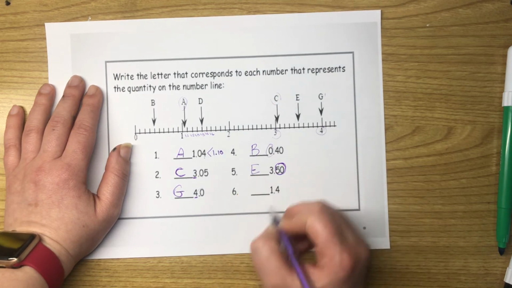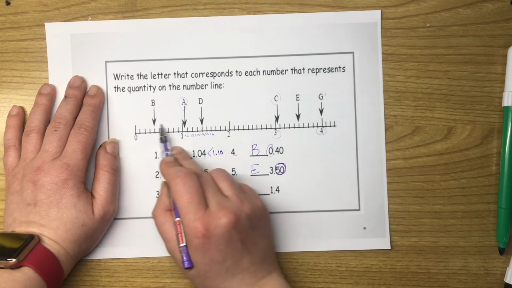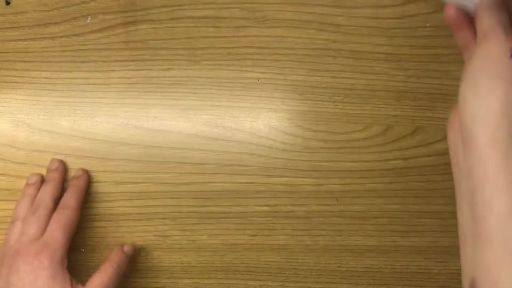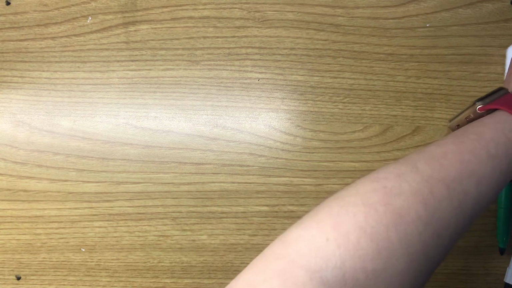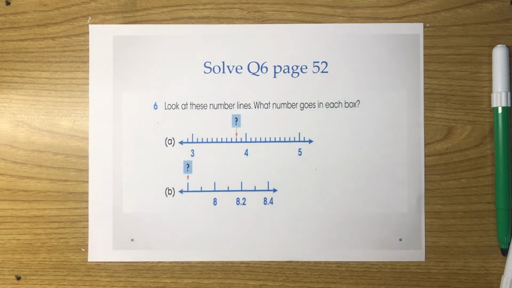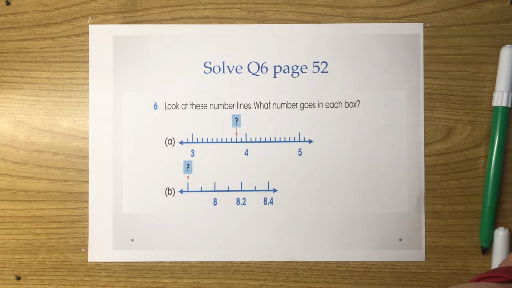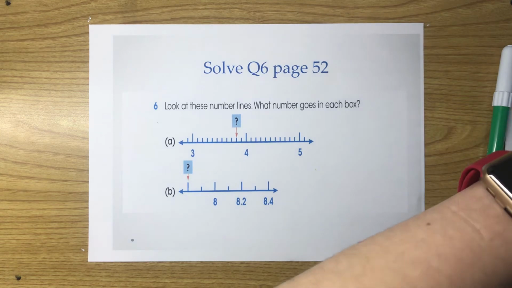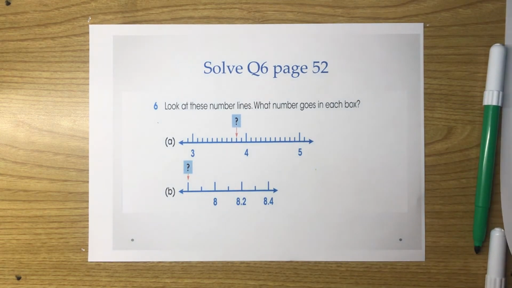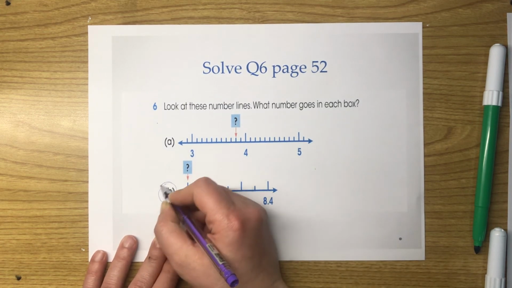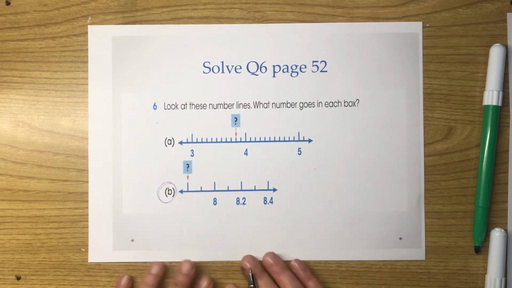Question number 6, 1.4, we have left D. Okay? Now, open your book, page number 52. We are going to solve question number 6. Okay? What's your homework? I'm gonna leave this one as a homework. I'm gonna leave this one for you. We are going to solve question number B because it needs a little bit of explanation.